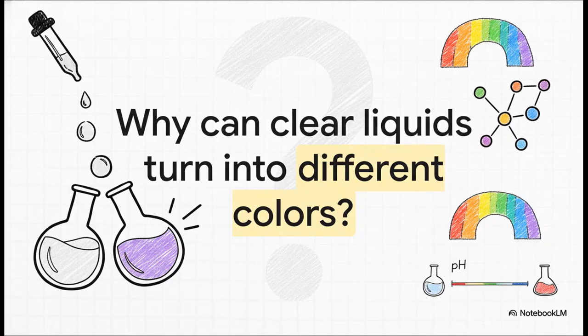So here's the central puzzle. How is it possible that clear liquids can suddenly burst into all these different colors? You take one colorless solution, you add a couple drops of another clear liquid, and then boom, you get this vibrant color. How in the world does that happen? What's the secret? Well, that is exactly what we're here to figure out.